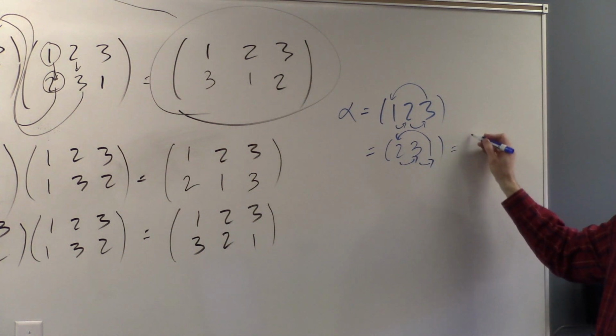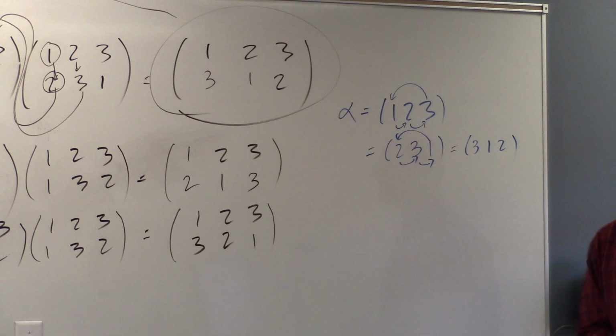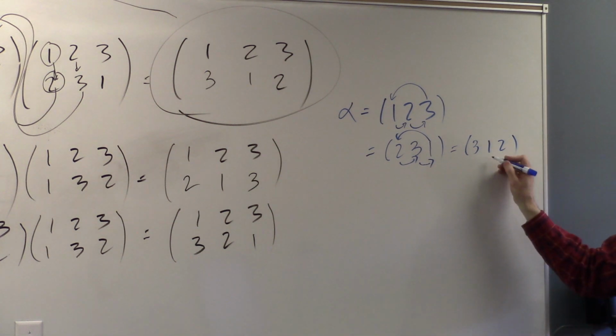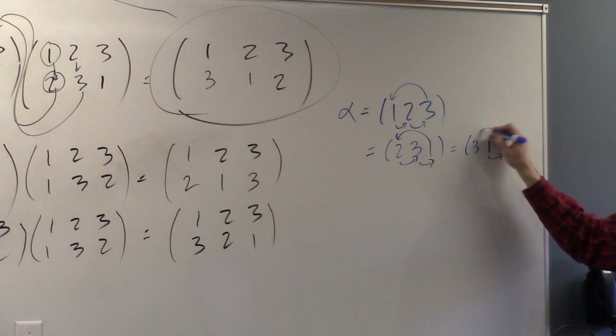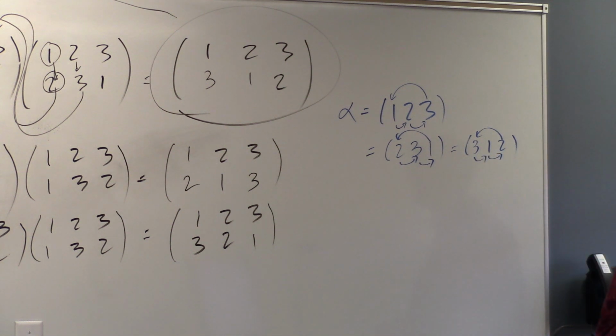One more way to write it. We could put the 3 first. Still the same mapping properties. 1 gets mapped to 2, 2 gets mapped to 3, 3 gets mapped to 1.